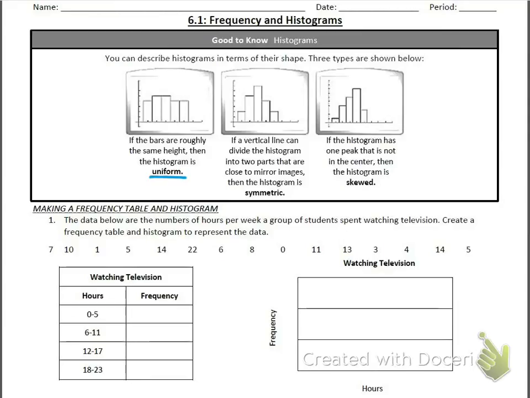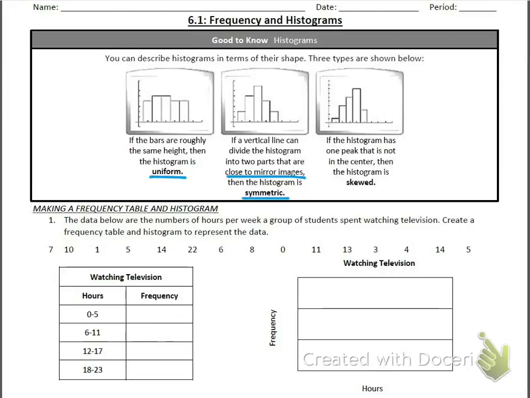If you notice, all of the bars are approximately the same height, but they're not all exactly the same height. But if they're approximately the same height, that is called uniform. If you can take a vertical line and divide the histogram into two parts that are close to mirror images, so I want you to underline close to mirror images, so not exactly a mirror, but pretty close, then that histogram is called symmetric.